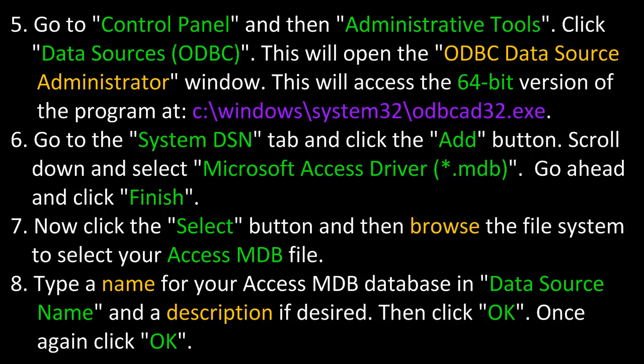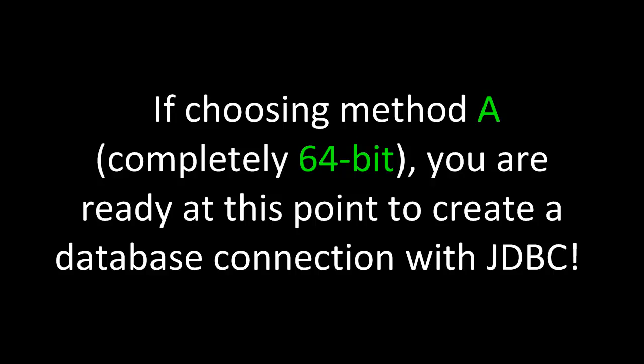The 7th step, click the Select button and then browse the file system to select your Access MDB file. The 8th step, finally, type a name for your Access MDB database and data source name and a description if desired. Then click OK. Once again, click OK. If choosing method A, that is going completely 64-bit, you are now ready at this point to create a database connection with JDBC.